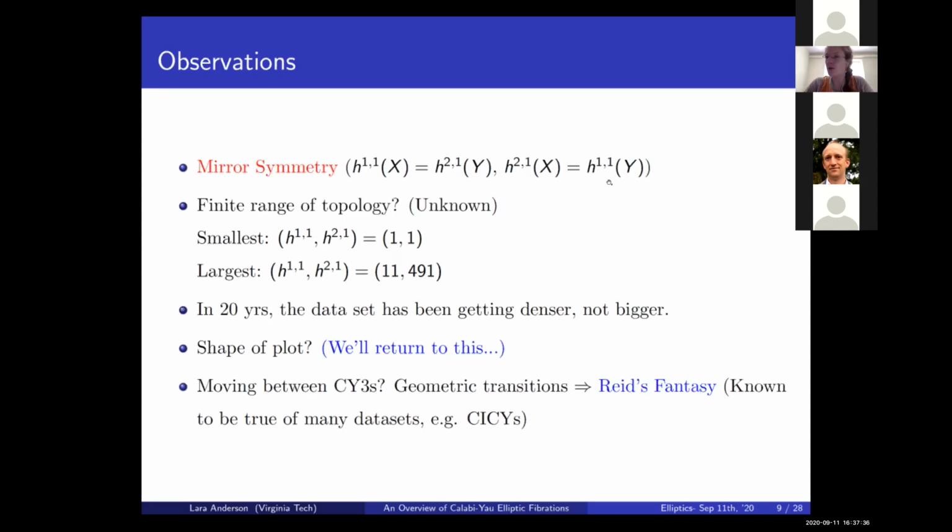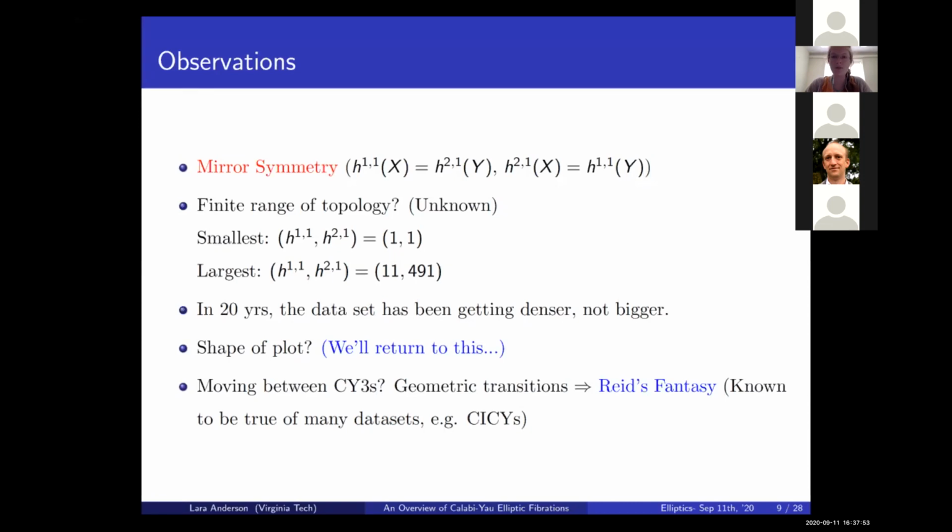The other thing you might want to know, looking at this data set, is whether there is a finite range in topological type appearing for Calabi-Yau threefolds, at least for these types of manifolds that we've built so far. For these data sets, of course, there is. For more general Calabi-Yaus, it's still unknown for threefolds whether there's a finite range of topology.